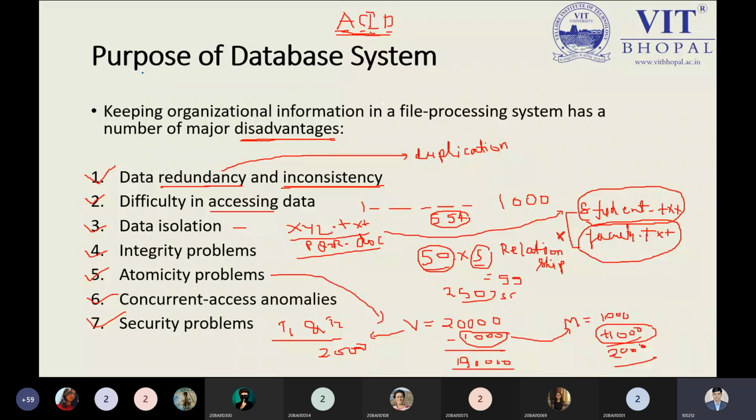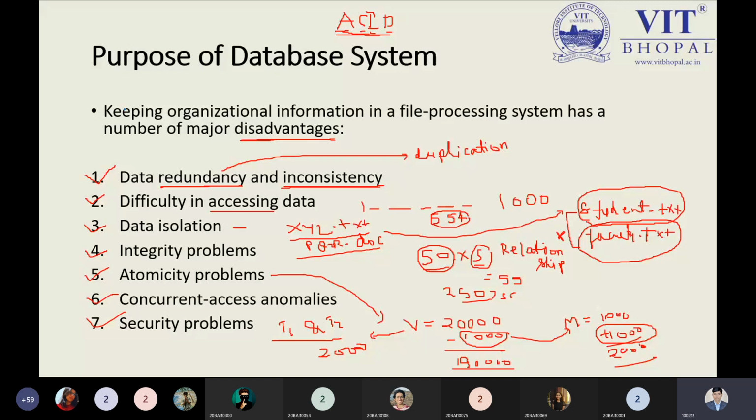So having seen all these disadvantages, we have to understand the purpose of the database system. Why are we using the database system? What is the purpose? Data redundancy and inconsistency we have in file systems, so this should not happen in our database. That is the point. Now this first point is clear.